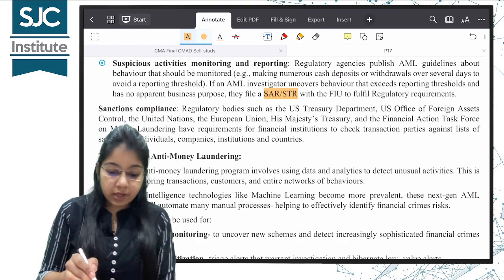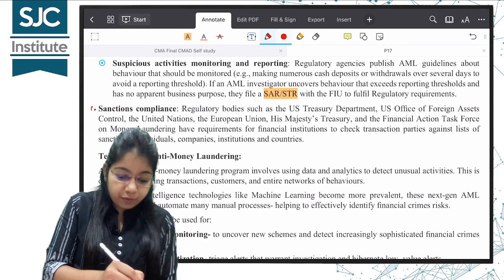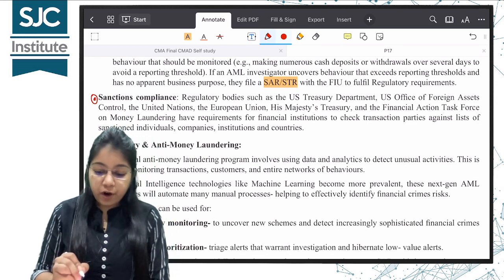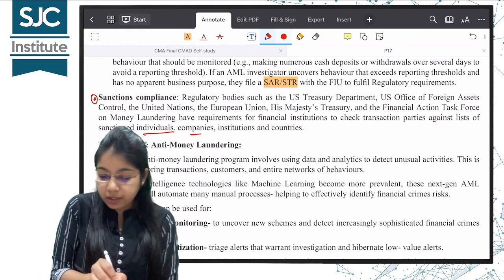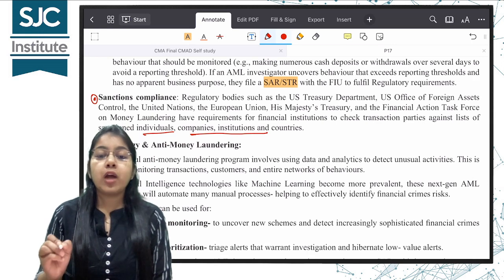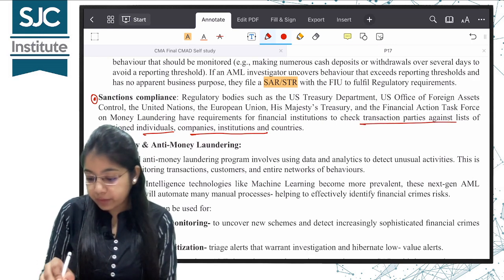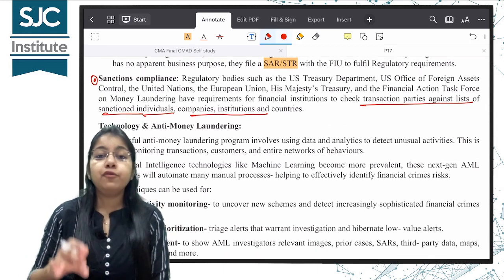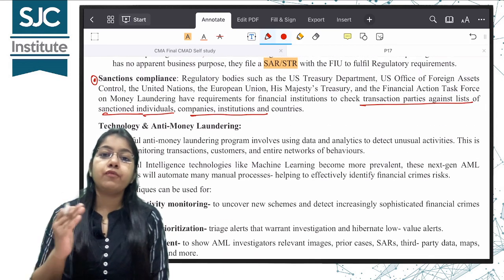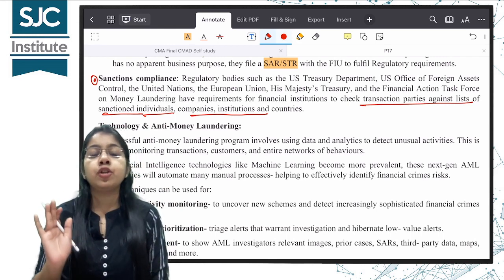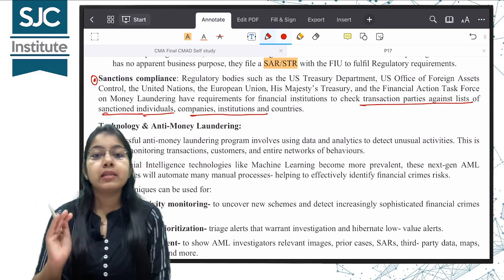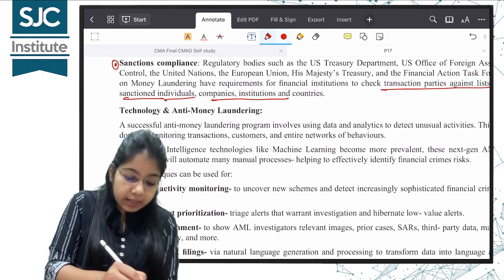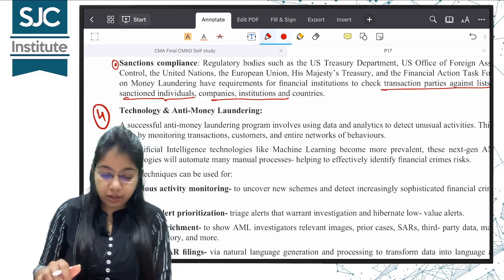Next is sanctions compliance. Okay, this will be point number 4. For individuals or companies or institutions which have been listed, only a certain amount can be sanctioned to these individuals and companies. If more amount is sanctioned, then you have to report it. Basically, the financial institutions have to comply with sanctions compliance. Clear? The next topic, number 4, is technology and anti-money laundering.